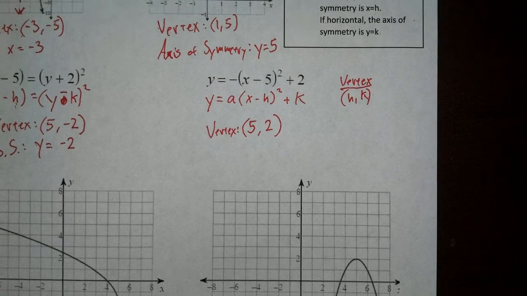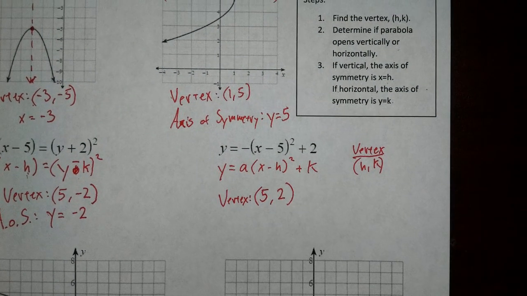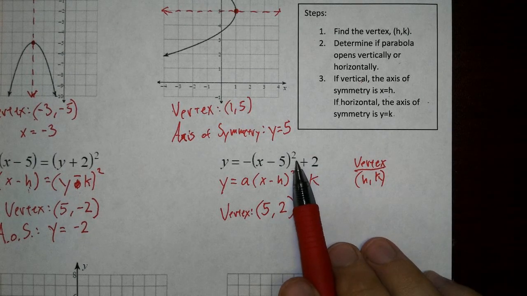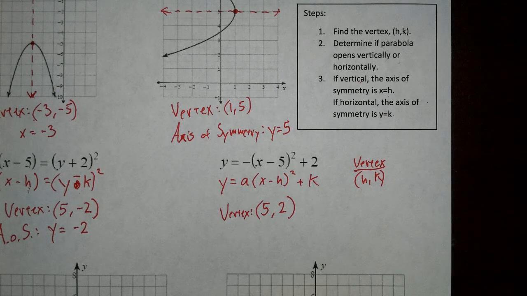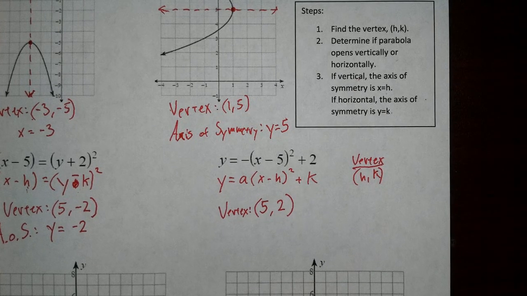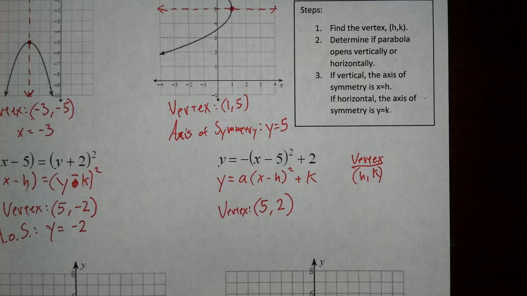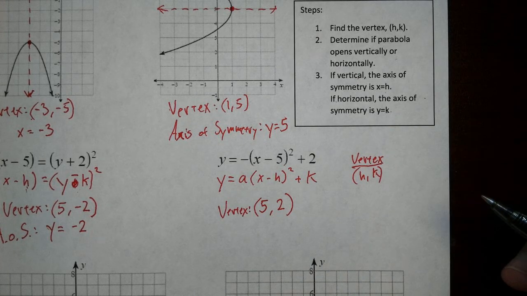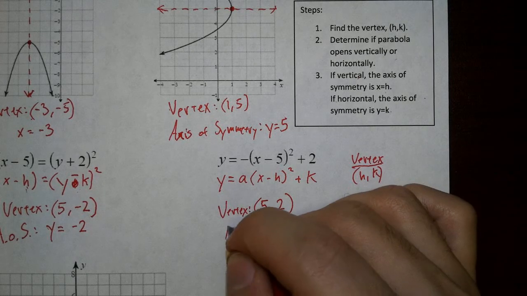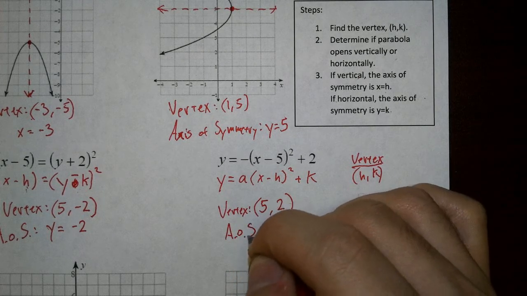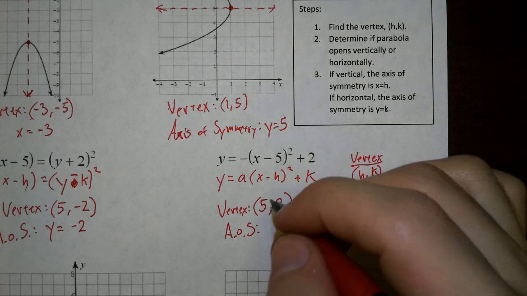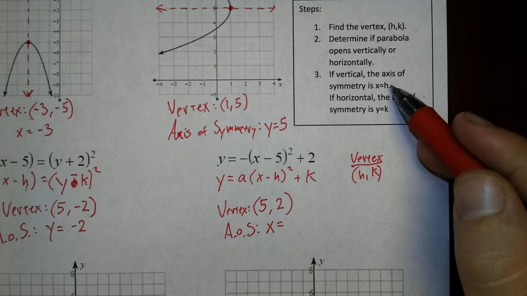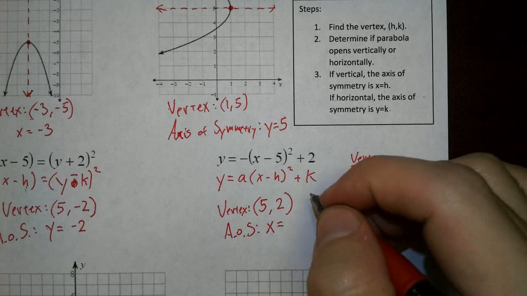Now we want to determine if this is opening vertically or horizontally. Remember, if it's opening vertically, it's going to have x squared, which is what we see here. We see x is squared, so it's opening vertically. If we were opening horizontally, y would be squared, and we don't see that here. So this is opening vertically, so our axis of symmetry is going to be x equals h, but remember h is the x value of our vertex, so 5, so x equals 5.